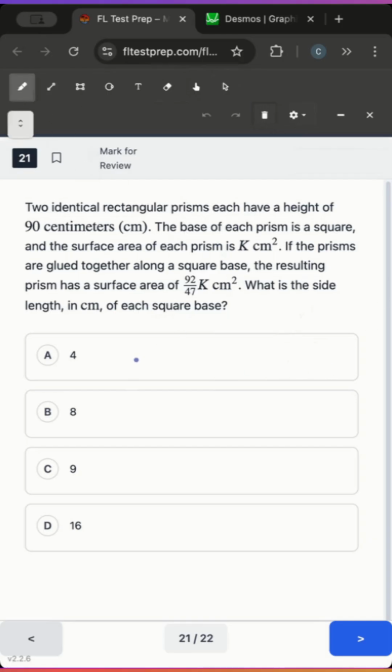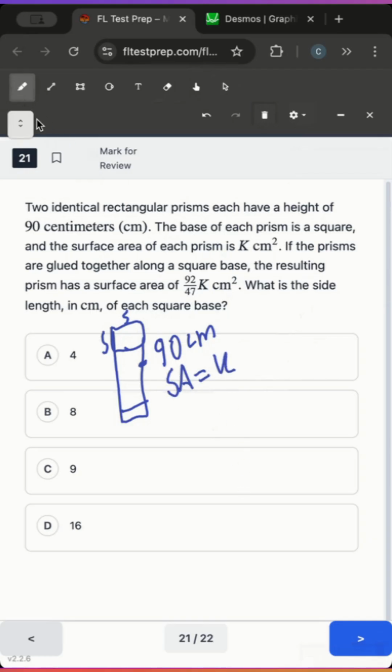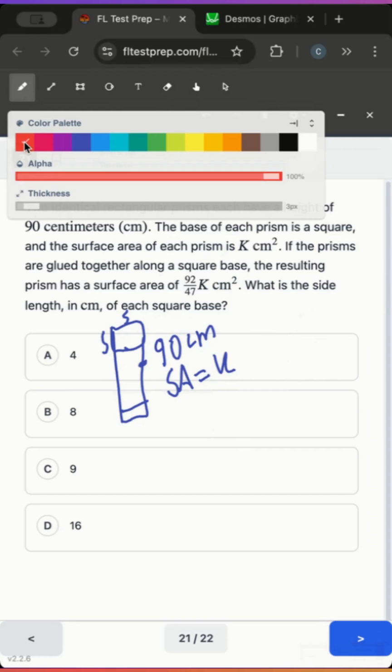So watch this. I'm going to draw my first rectangle and label it. This will be my first one. It told me that it has a square base, so I know that these sides are all the same. And it told me that the height is 90 centimeters, so I know this part is 90 centimeters. And so the surface area will equal K.